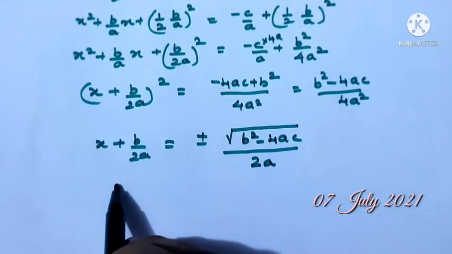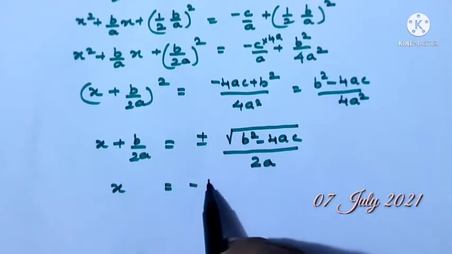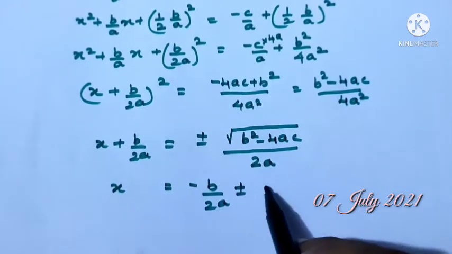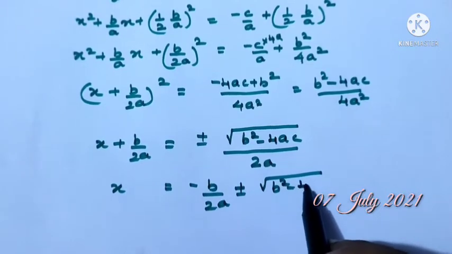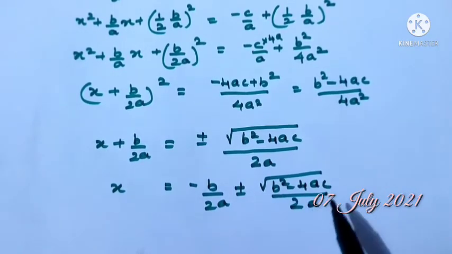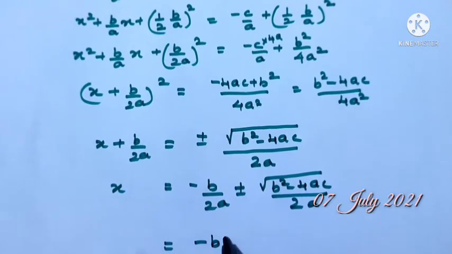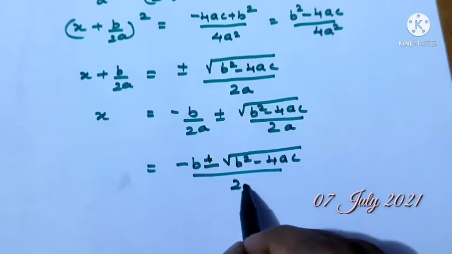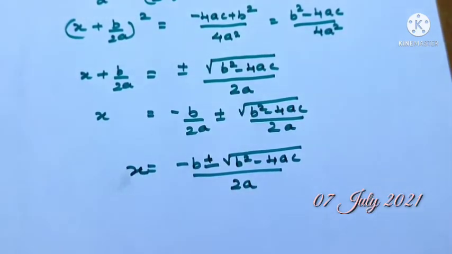Right, now what is x? x equal to minus b by 2a plus or minus root of b square minus 4ac divided by 2a. The denominator is the same, so the numerator we can add or subtract. So x equal to minus b plus or minus root of b square minus 4ac whole divided by 2a. Then these two values are called the quadratic formula.